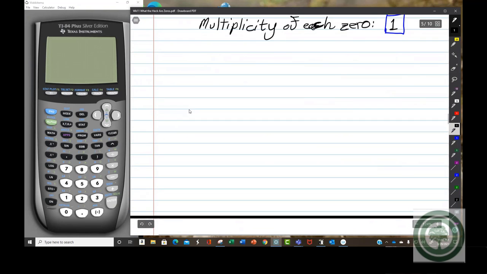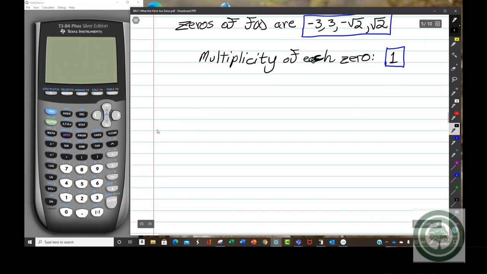Well, what would happen if I had f of x equals 3x to the fifth minus 2x to the fourth plus 1. I just didn't feel like writing the rest of the other stuff. Doesn't matter what the other stuff is.